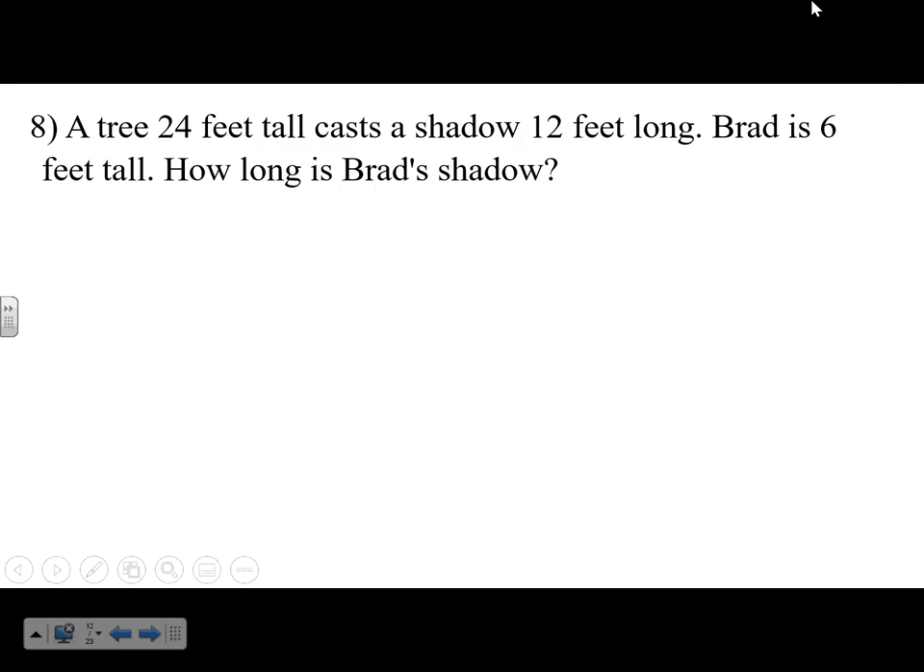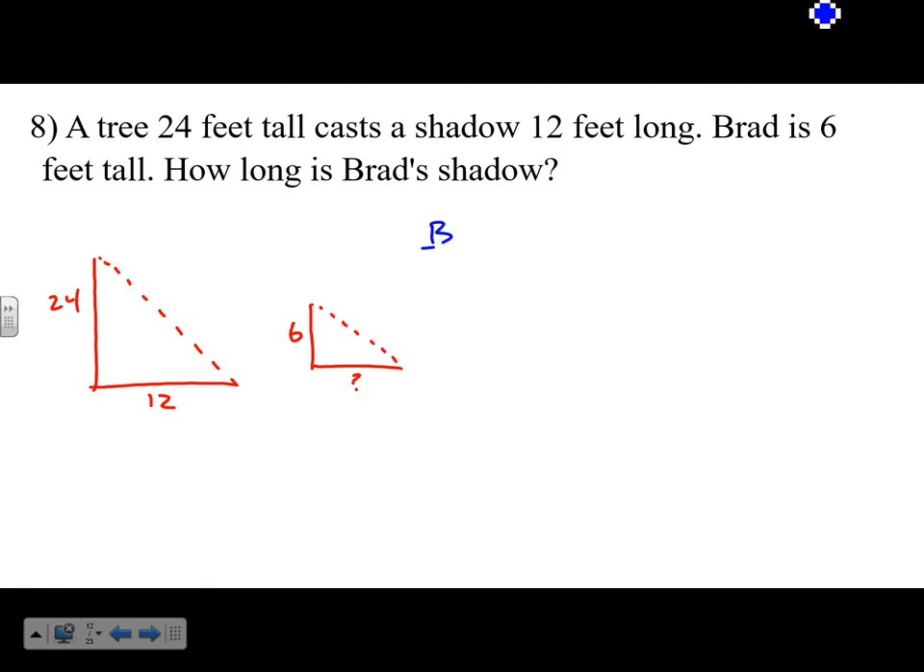More shadow ones. If they don't give you a picture, I would draw one. So a tree that is 24 foot tall casts a shadow that's 12 foot long. Brad is 6 feet tall. How long is his shadow? So again, we're going to do Brad and tree. Brad is 6 foot tall, and the tree is 24 foot tall. Brad's shadow, we don't know how long that shadow is, but the tree's shadow is 12.